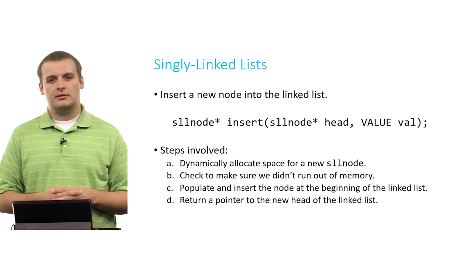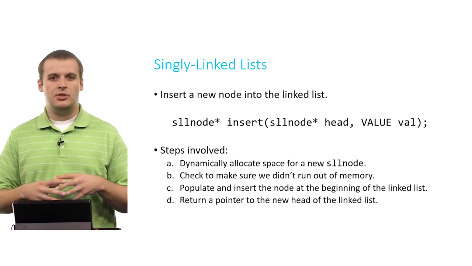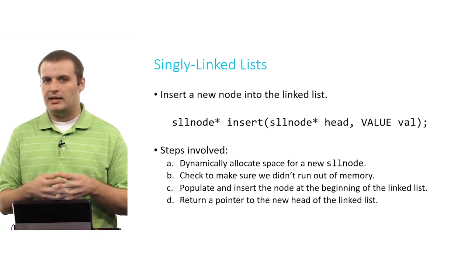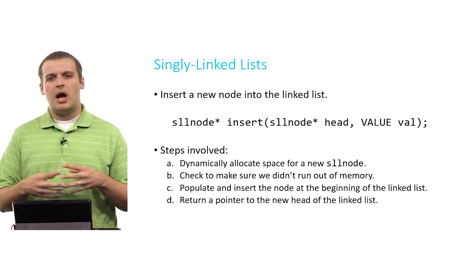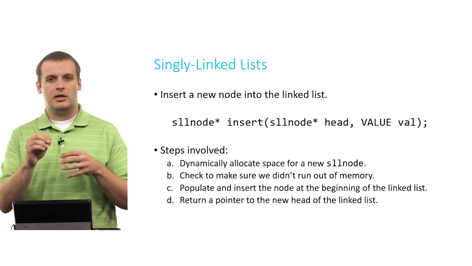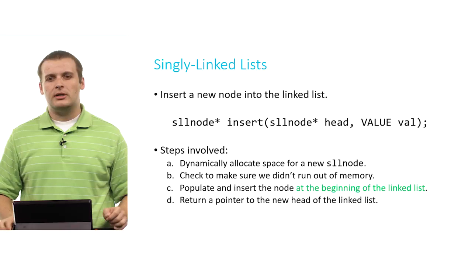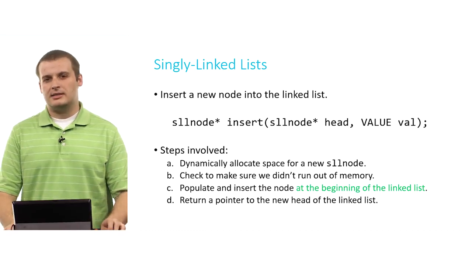What are the steps involved here? Well, just like with create, we need to dynamically allocate space for a new node and check to make sure we don't run out of memory, again, because we're using malloc. Then we want to populate and insert the node, so put the number or whatever val is into the node. And we want to insert the node at the beginning of the linked list.